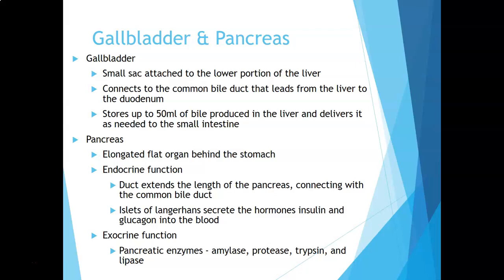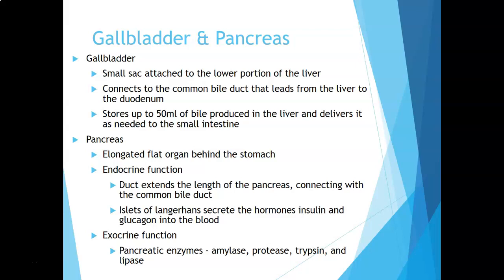The pancreas is an elongated, flat organ that sits behind the stomach and consists of a head and a tail. The pancreatic duct extends the length of the pancreas and connects to the common bile duct, conducting its secretions into the duodenum. The islets of Langerhans are regions of endocrine tissue in the pancreas, which secrete the hormones insulin and glucagon into the blood. Insulin is essential for the metabolism of carbohydrates and the maintenance of electrolyte balance.